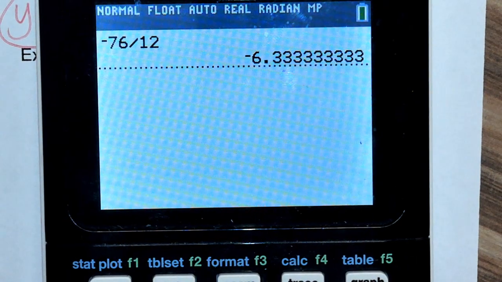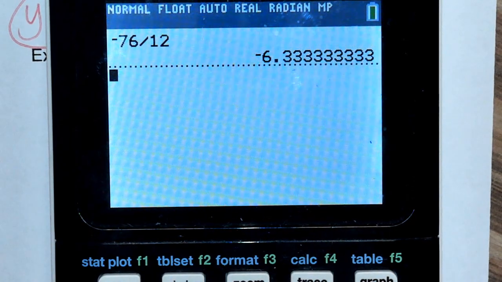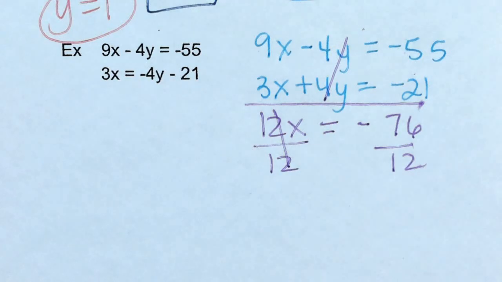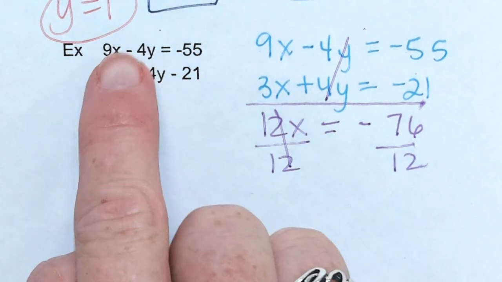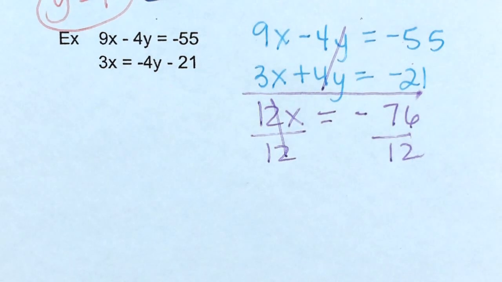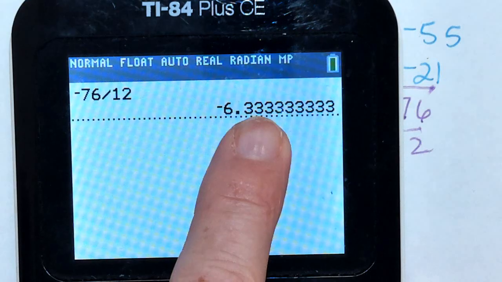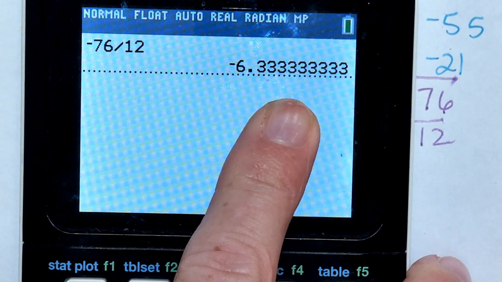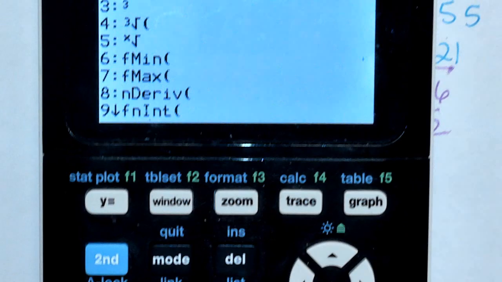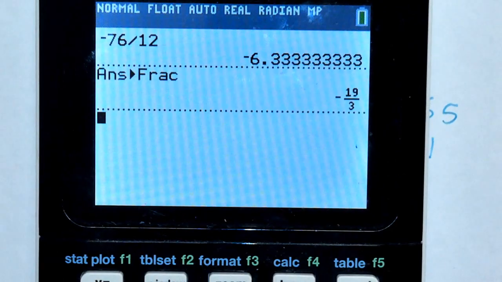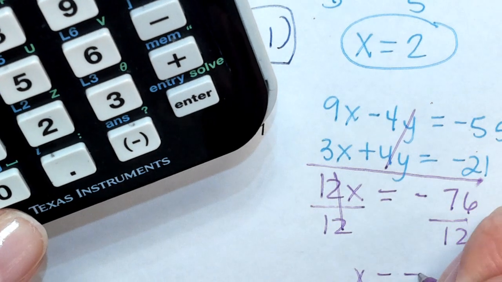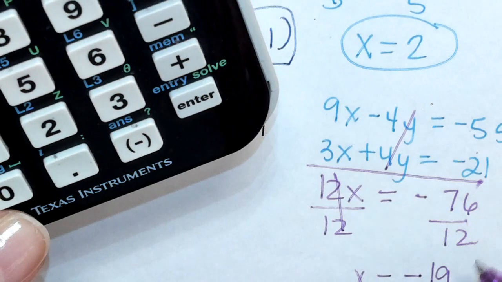Does everybody see we get a repeating decimal? I do not want to put that as my answer because I'm going to need to go plug x back in for x so that I can solve for y, and this is not accurate. So how would I change this to a fraction? Math, fraction, enter. So x is equal to negative 19 thirds.